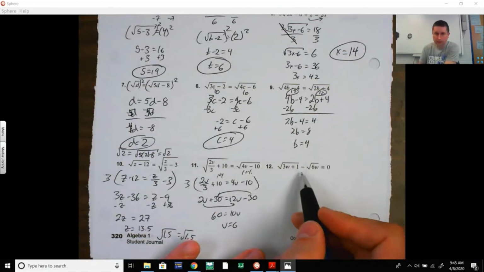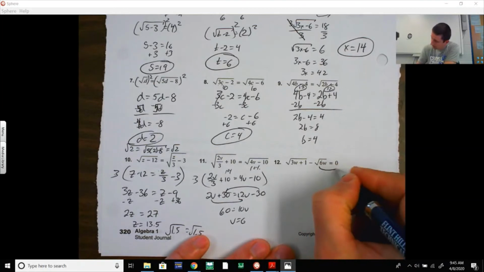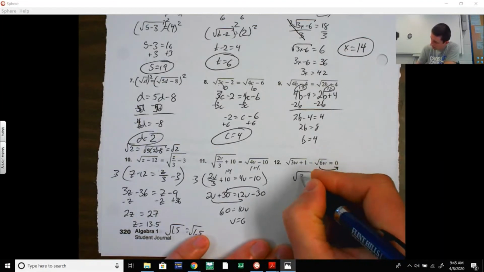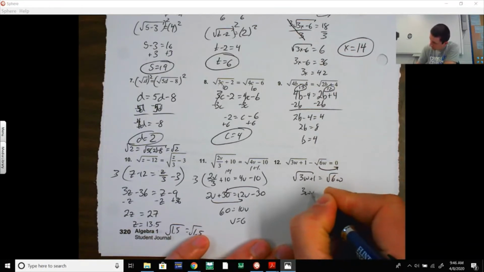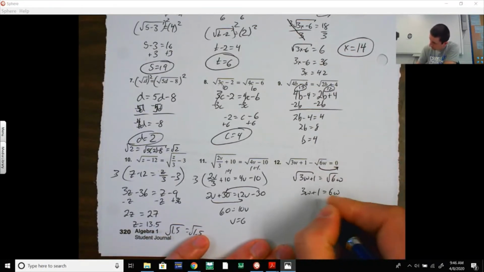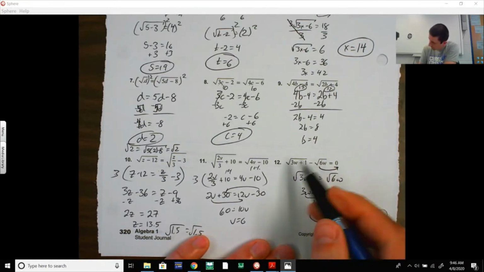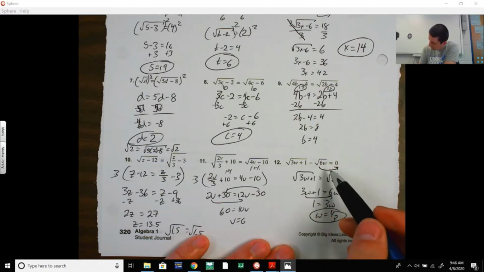Okay, these are on the same side. Take this over here. So you just get the square root of 3w plus 1 equals the square root of 6w. So 3w plus 1 equals 6w, so 1 equals 3w, w equals 1/3. So I brought that over there. And that would be 1 plus 1, which is 2. 6 times 1/3 is 2.